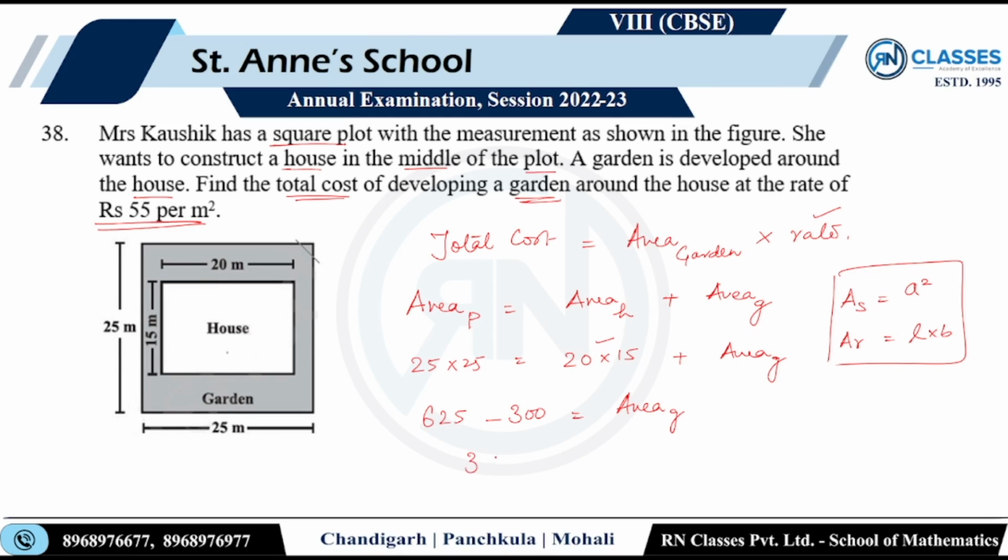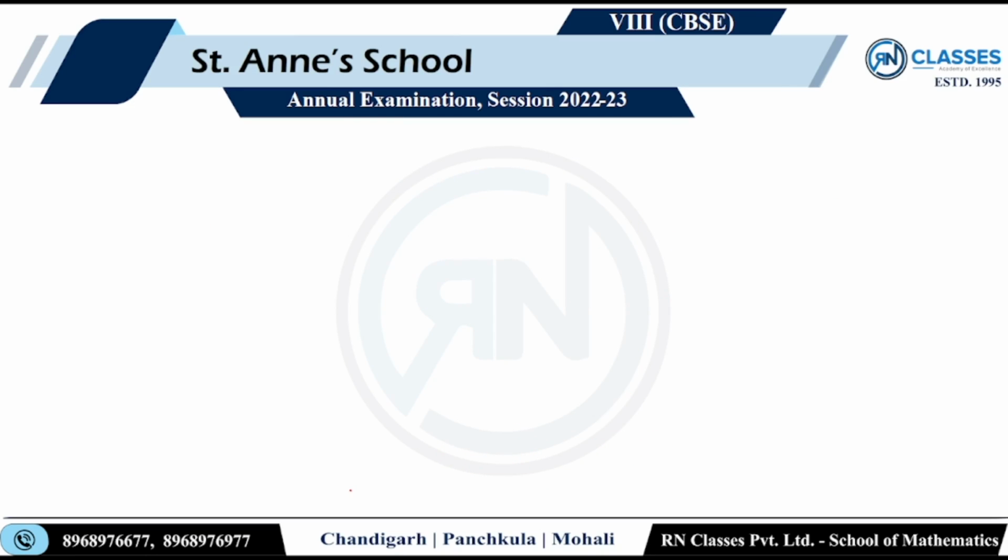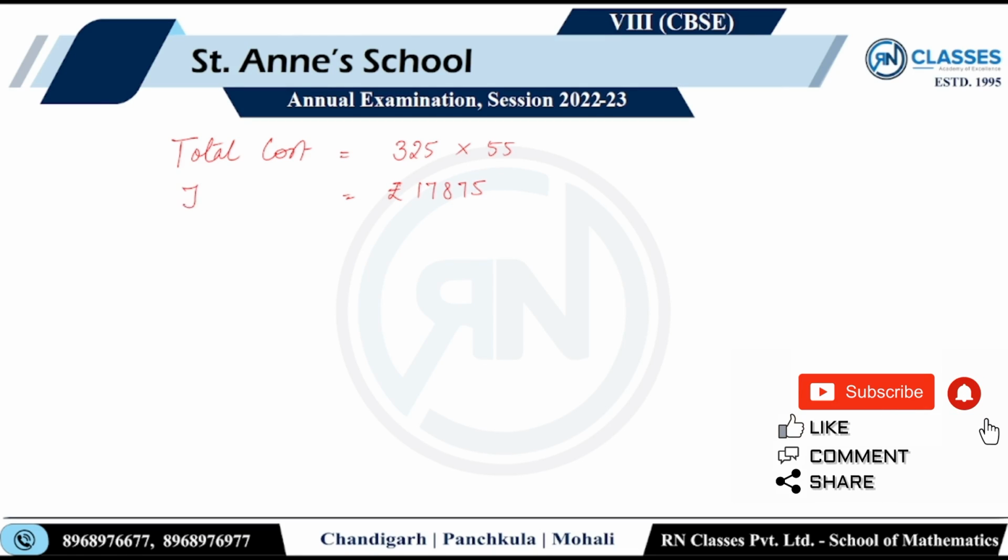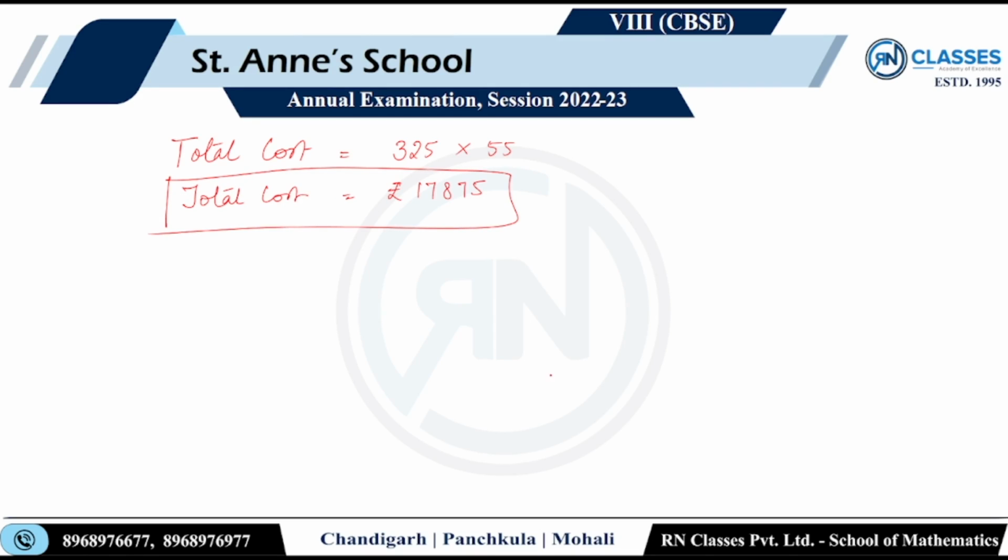This becomes 325, right? 325 kya? Meter square, that is the area of garden, right? So now I need to find the total cost. So total cost kitni hogi? Total cost is given by area of garden, that is 325 into, and rate is 55 per meter square. So 325 into 55, that is 17,875 total cost.